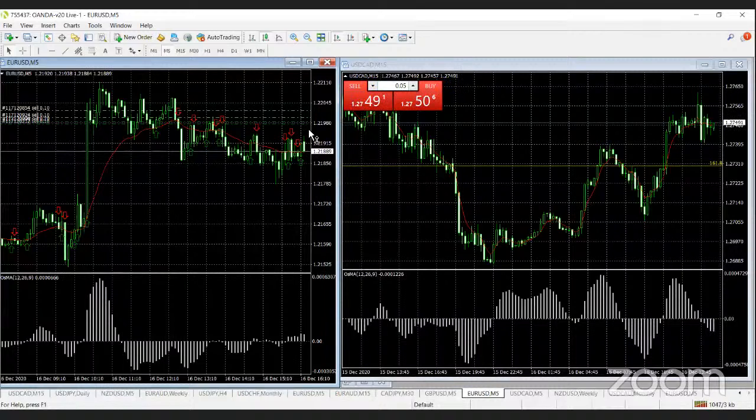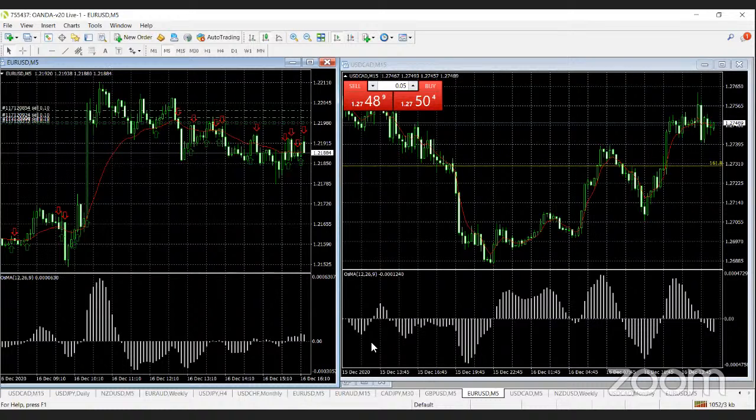Okay, so once again, I am expecting dollar CAD to go up, expecting euro dollar to go down. And that is correct, it's a scale in, Garth.